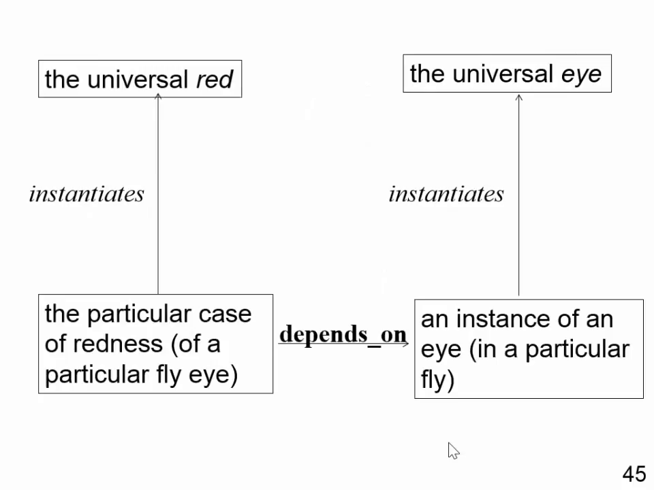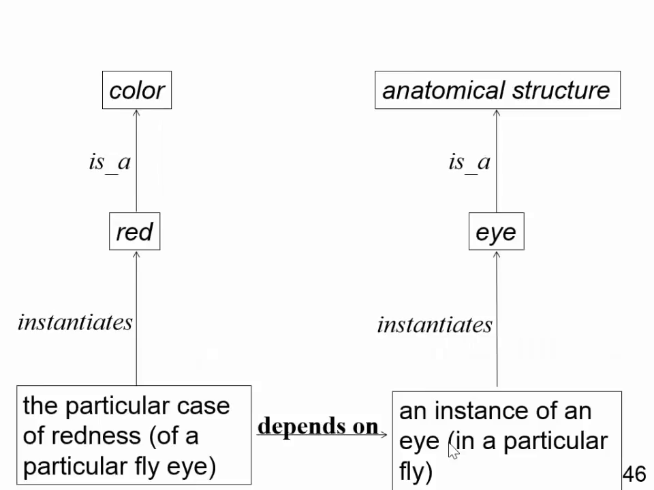Now, somewhat more complicatedly, you're examining flies, you're looking at fly eye phenotypes. So you see an instance of an eye in a particular fly, and that instantiates the universal eye, and you see that the eye is red. So you see a specific case of redness in this particular eye, and that instantiates the universal red. And then red is a color, and eye is an anatomical structure. So when you see an eye, you also see an instance of anatomical structure. And when you see a redness, you also see an instance of color.